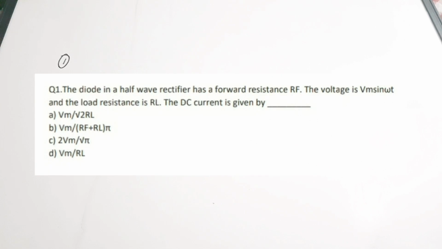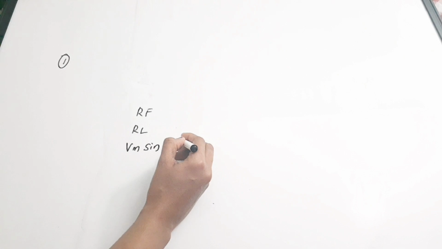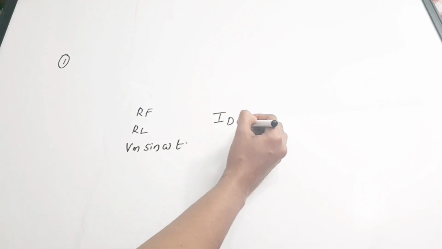The first question, you'll be seeing the questions on the board. The diode in a half-wave rectifier has a forward resistance of RF. The voltage is Vm sin omega t and the load resistance is RL. The DC current is given by dash. So what all things have been given? The forward resistance is RF, load resistance is RL, and the input voltage is Vm sin omega t. You need to find the value of DC current, that is IDC.